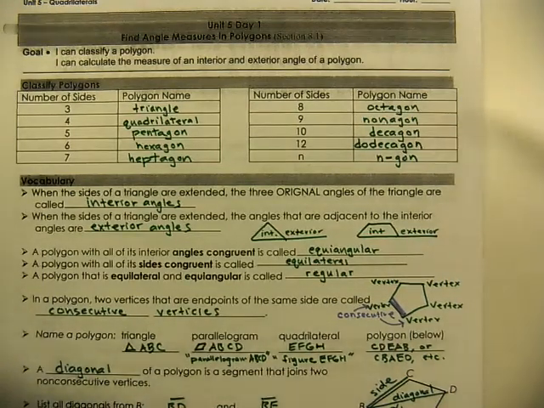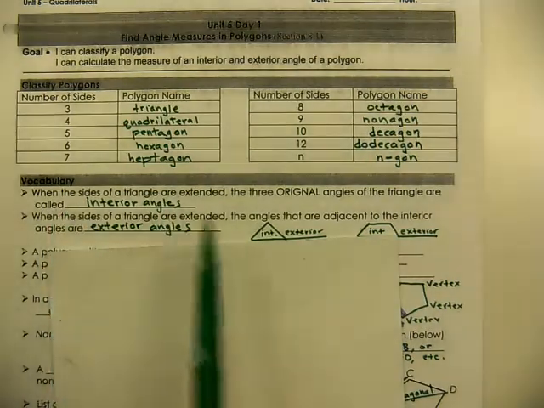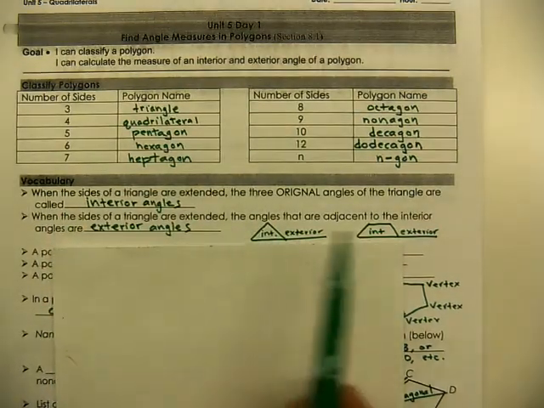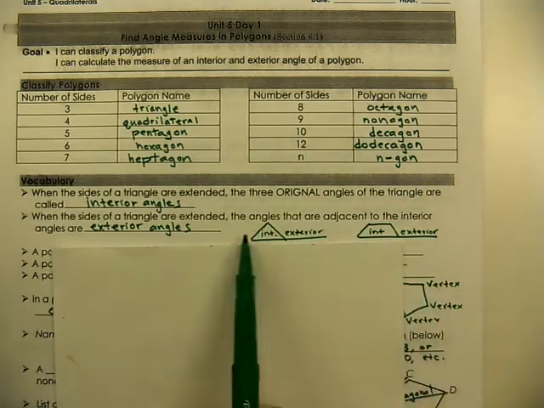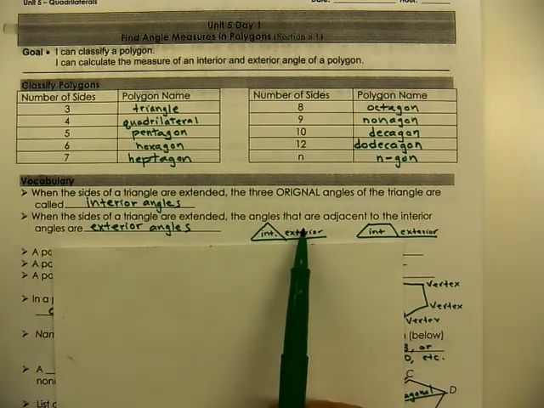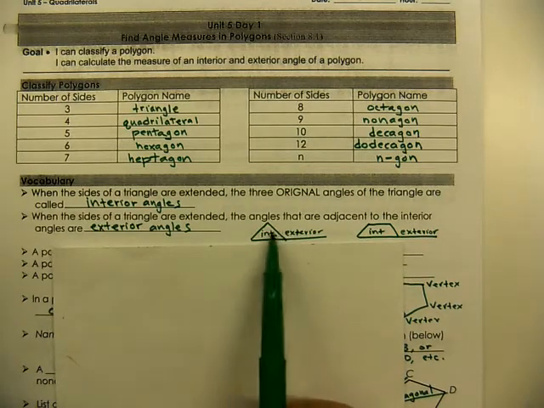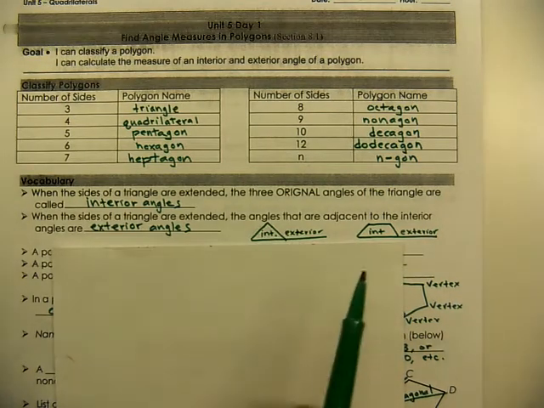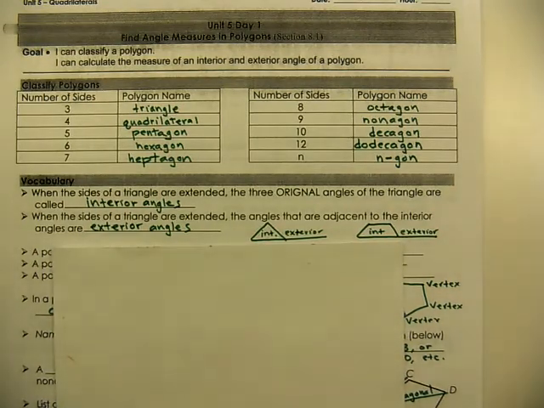Here are some other vocab words that we've seen before, like interior and exterior angles. So take a look at this part right here. Here's a little sketch. Here's a triangle. Here's a, let's call it a trapezoid. If you extend one side, then you can see that the interior are inside and the exterior is, well, it's a linear pair with the interior, right? They will add up to 180 degrees. So that's what we mean with those interior and exterior angles.